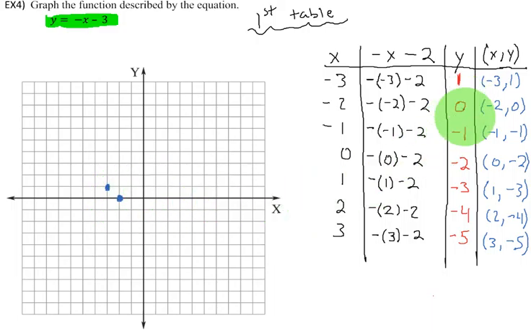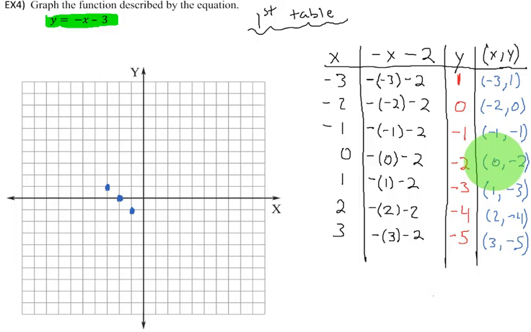Before I move forward to the next ordered pair, just know you only need 2 points to plot a straight line. However, I want this graph to be really accurate, so I'm going to get as many points on this coordinate plane as I can. Let's go ahead and plot that. Start at the origin, move -1 to the left, followed by -1 in the y direction.